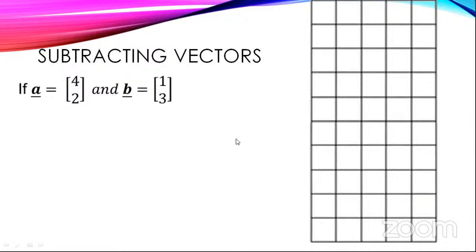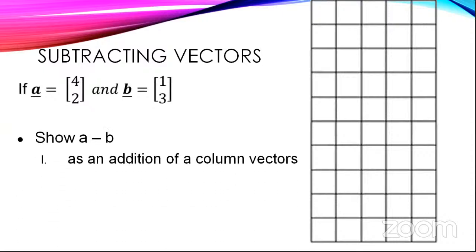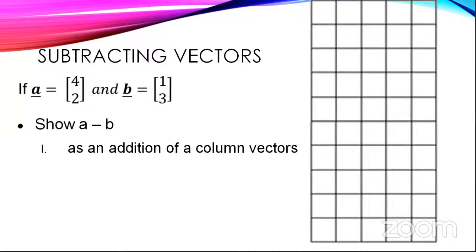So here we have a problem, students, and we now want to see if you're getting what we are saying. You're subtracting vectors. If you have vector A (4, 2) and vector B (1, 3), we want you to show A take B as an addition of column vectors. We want to see if you understand how to show us A take B by addition. What am I adding?